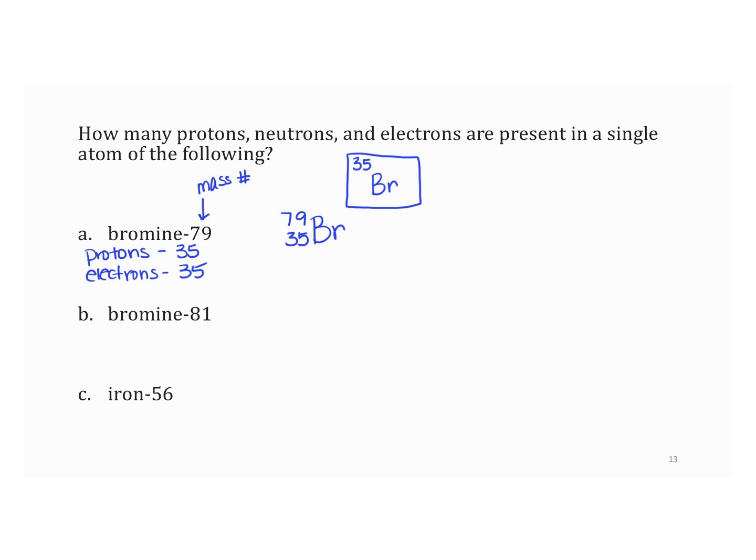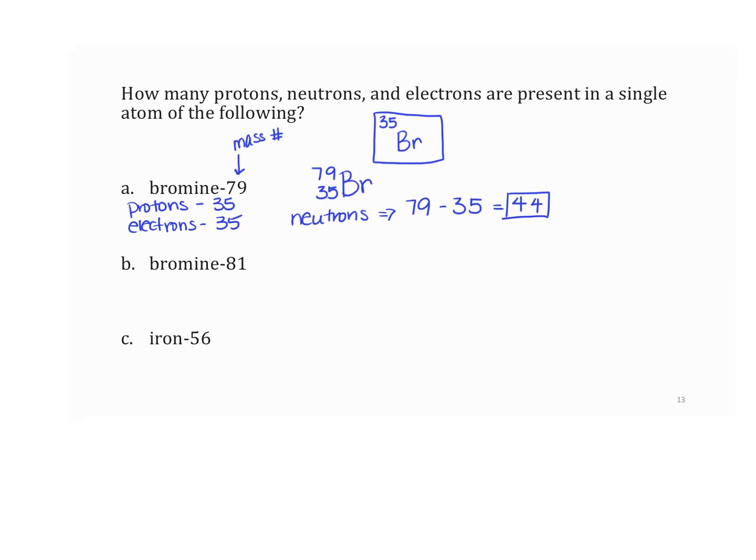Now we have to figure out the number of neutrons. To figure out the number of neutrons, what we're going to do is take that mass number, which is 79, and subtract the atomic number, which is 35. That gives us 44. And that's our number of neutrons. So there's our protons, electrons, and neutrons. Now, at this stage in the screencast, you may want to pause and try B or C on your own. That's a really great way to use this as a tool to study.